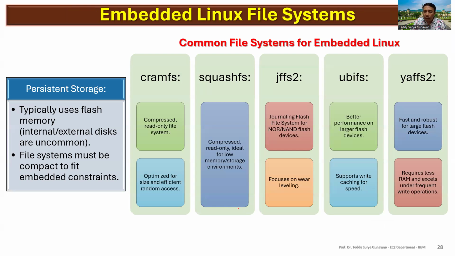For the file system, the last one, we have persistent storage. Normally we use flash memory; internal disks are not common. The file system must be compact to fit embedded constraints. So we have several types of file systems for embedded Linux: CramFS, SquashFS, JFFS2, UBIFS, YAFFS2, and so on. We have an example with the pros and cons of the embedded Linux file systems.